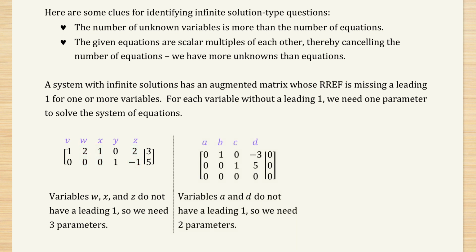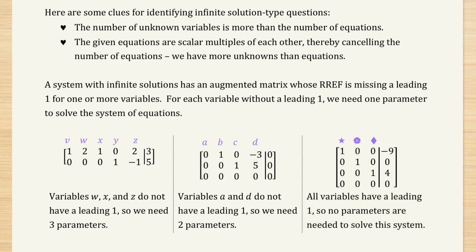In another system, let's say we have the variables a, b, c, and d. We have a leading one for b and for c, but we do not have a leading one for a or d. So we need a total of two parameters to solve the system. One parameter for a and a different parameter for d.